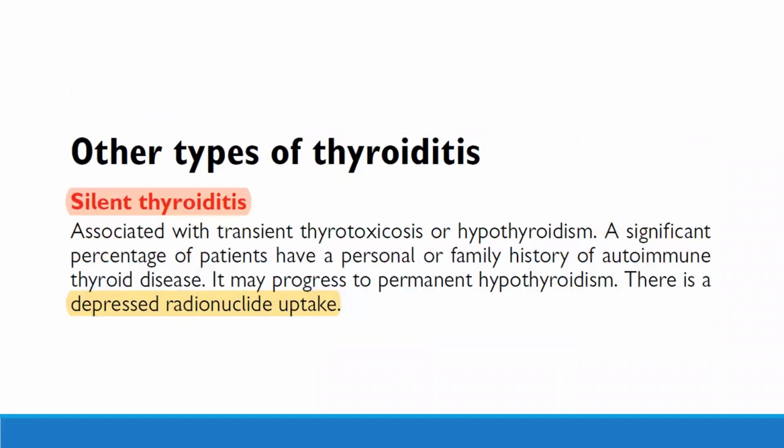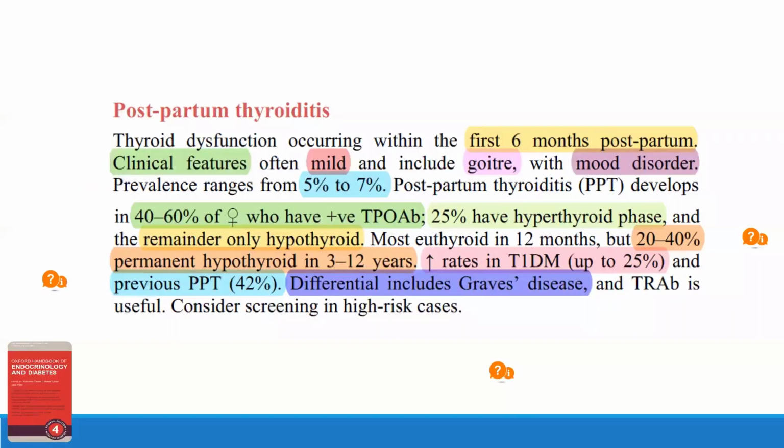Another type of thyroiditis is silent thyroiditis, in which the thyroid scan shows low uptake. And this is a very important topic, which is postpartum thyroiditis. I already covered postpartum thyroiditis in the previous sessions, and I will cover it, inshallah, in the next session after amiodarone-induced thyrotoxicosis.